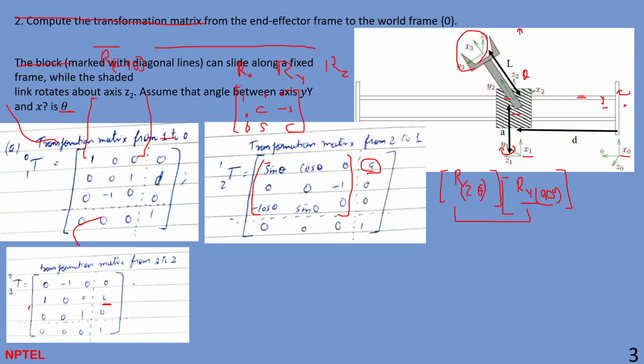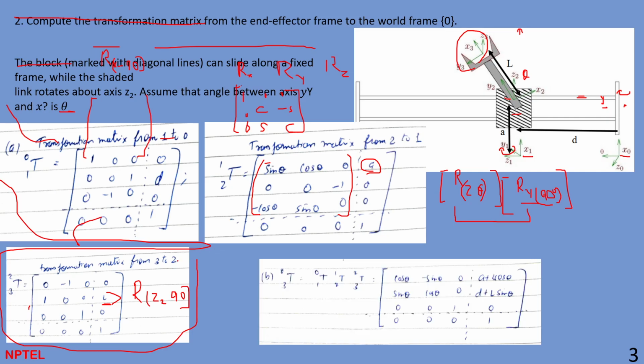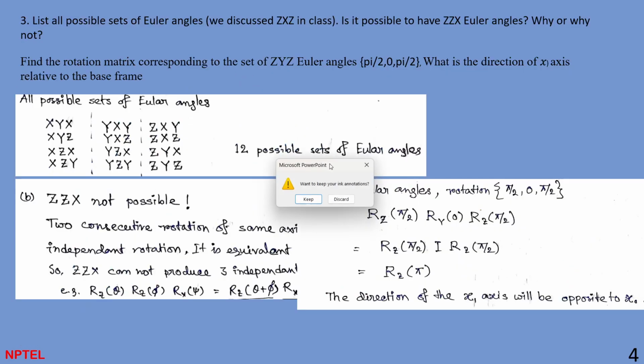So there is a rotation along z by 90 degrees, and then there is a translation which you already know, which is L. In this manner, you can get all three transformation matrices, and you can get a homogeneous transformation matrix. To go from the base frame to the third frame, you just need to pre-multiply in this manner, and you can easily get an answer. So this is it. This is question number two.